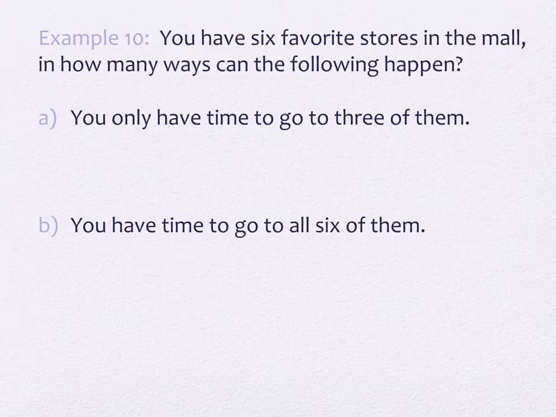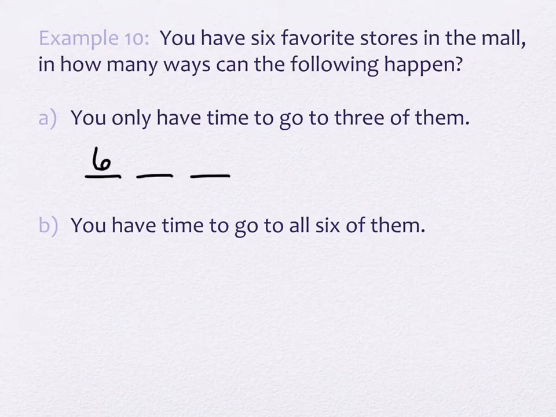Here's another one, same principle at play here. You have 6 favorite stores in the mall. In how many ways can the following happen? You have time, on part A, to only go to 3 of them. Well, if you only have time to go to 3, you'd have 3 lines. Okay? So how many choices do you have for the first store you go to? 6 choices. Just like when we did our shirts, we had 3 different choices that we could choose. We have 6 different stores we could choose.